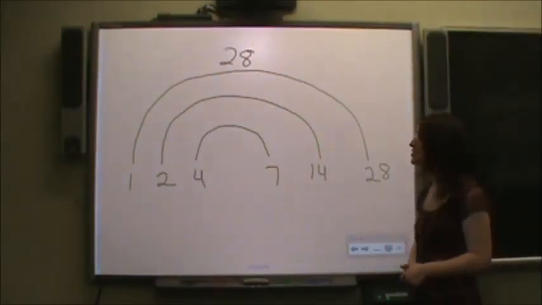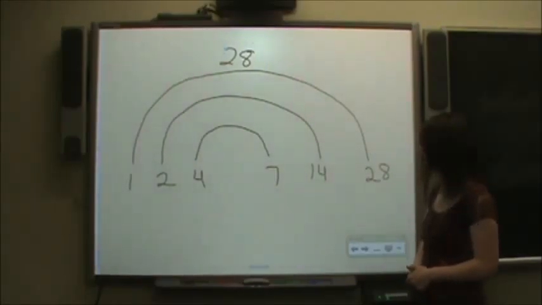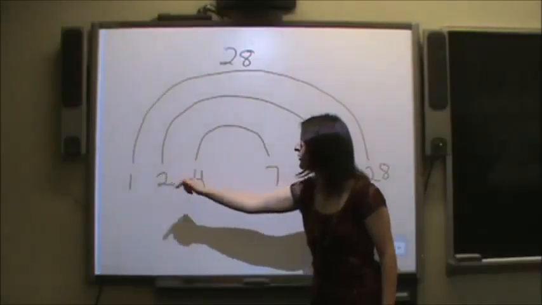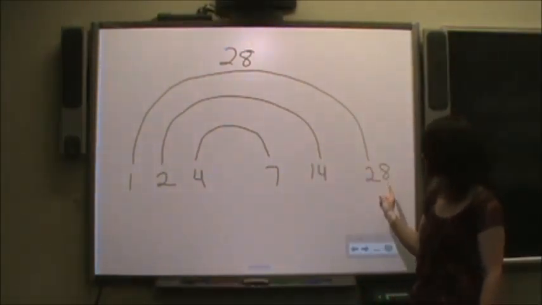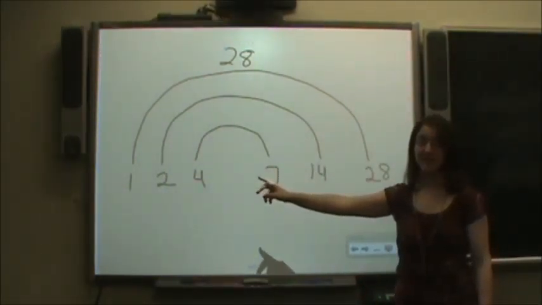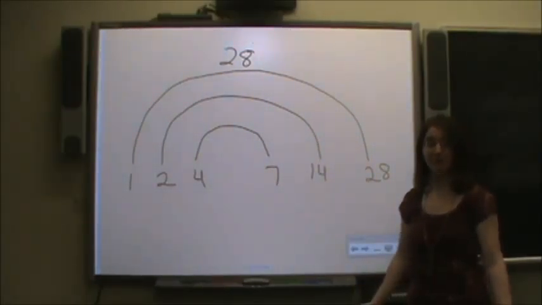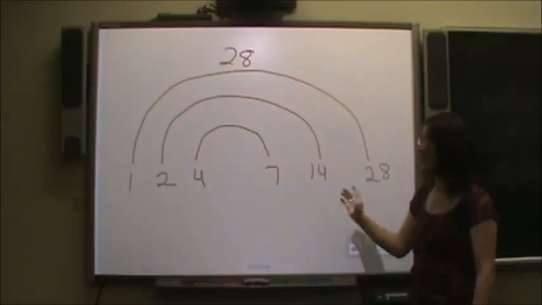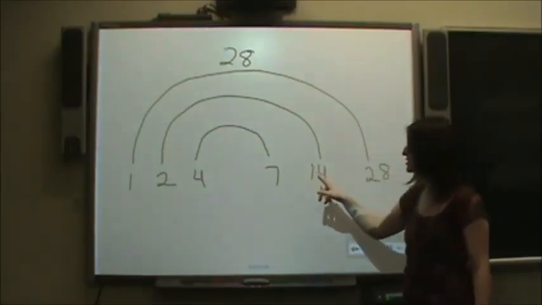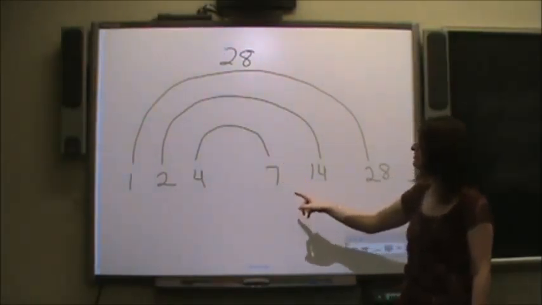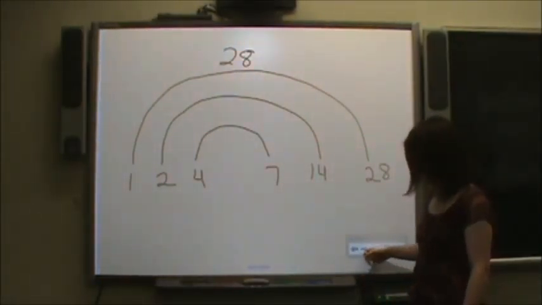My product is 28, and I was able to figure that out pretty simply. All I had to do was look at the outer rainbow, the outer loop of the rainbow, and it has 1 and 28. Well, I know that that's telling me that 1 times 28 is going to equal 28, which is going to be my product. And I can check it by saying 2 times 14, is that 28? And 4 times 7, that's also 28.